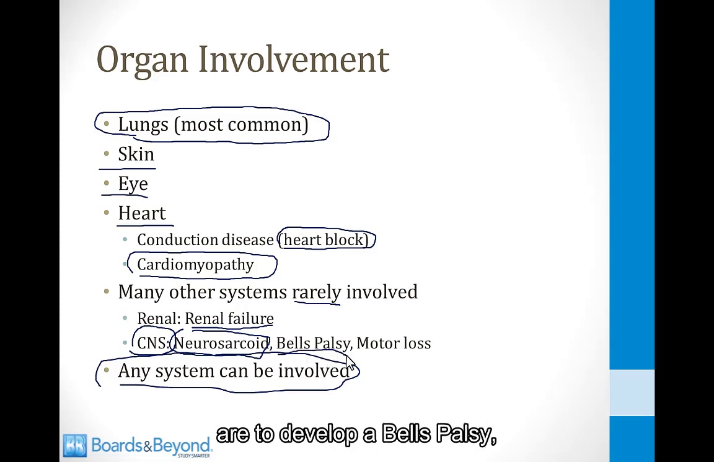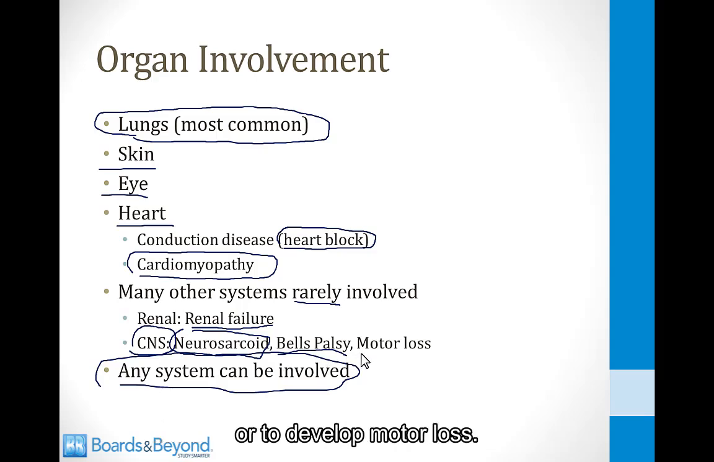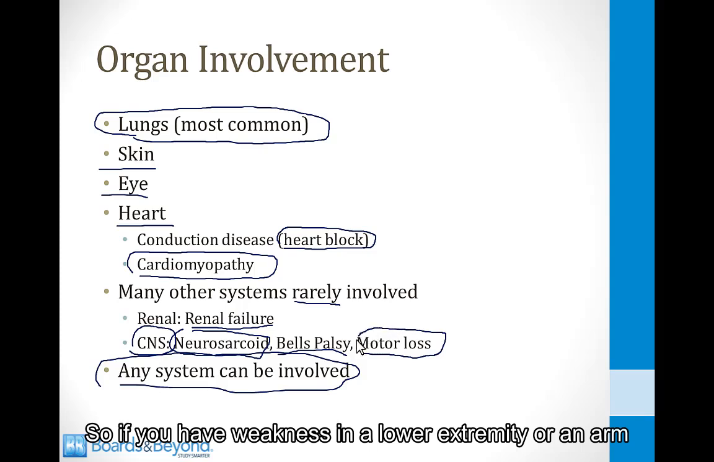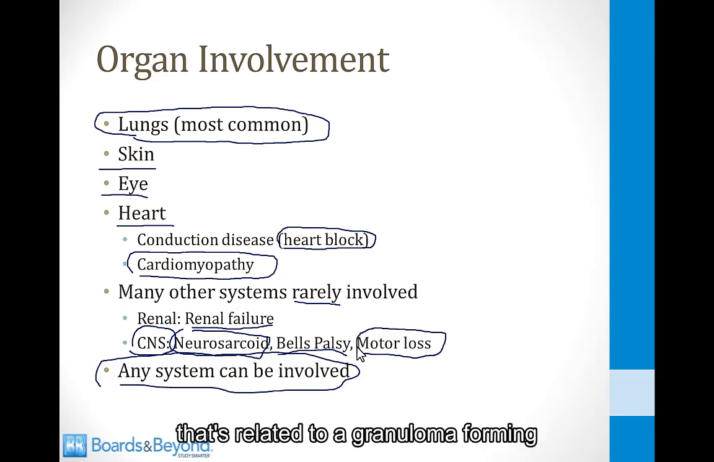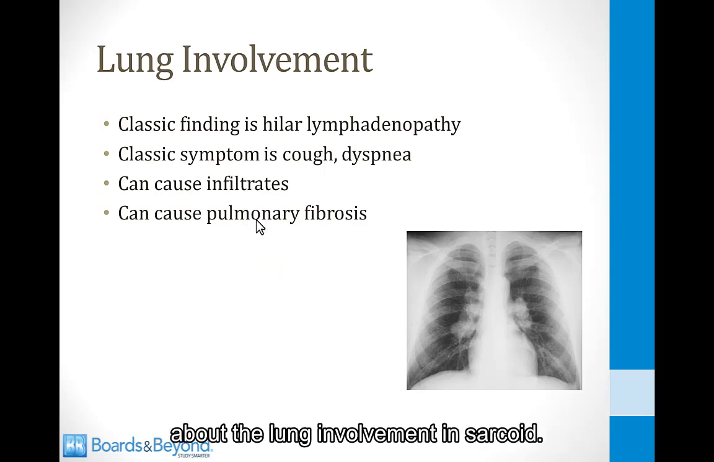to develop a Bell's palsy, which is a facial nerve palsy where you get droop on one half of the face, or to develop motor loss. So if you have weakness in a lower extremity or an arm, that's related to a granuloma forming and disrupting that nerve circuit. It's very important you know two classic things about the lung involvement in sarcoid.